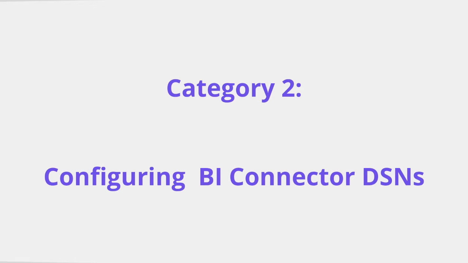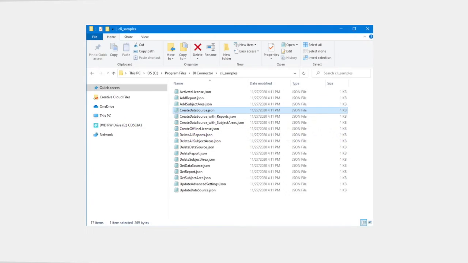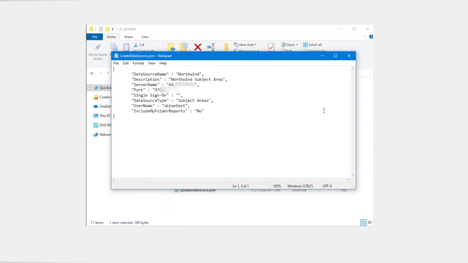The commands in this section are for configuring your BI Connector DSNs from the CLI. The command for creating a DSN with no added subject area or report is create-DataSource. But before executing this command, it's important to make sure that the create-DataSource.json file has the correct inputs, because some input parameters need a specific set of values.